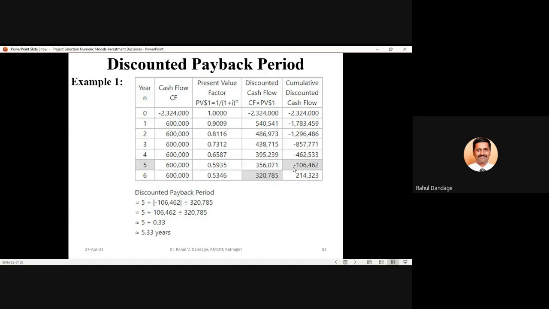So that's why the discounted payback period will be equal to 5 plus, inside the bracket, the modulus of minus 106,462 divided by 320,785. So this is going to give us the discounted payback period approximately equal to 5.33 years.